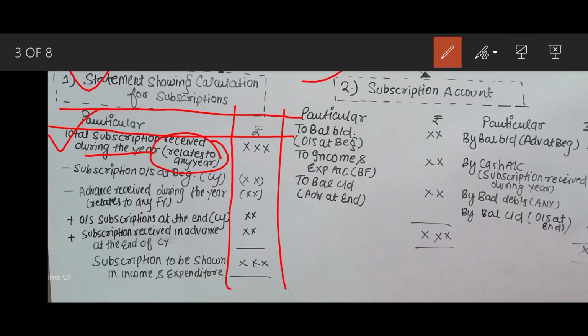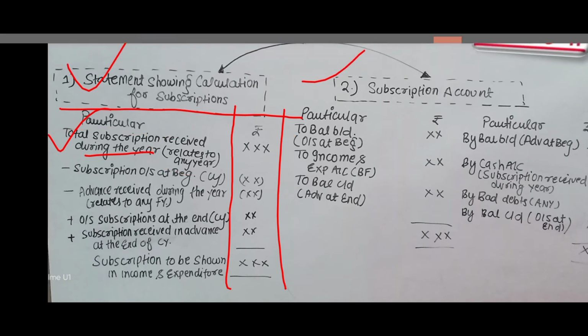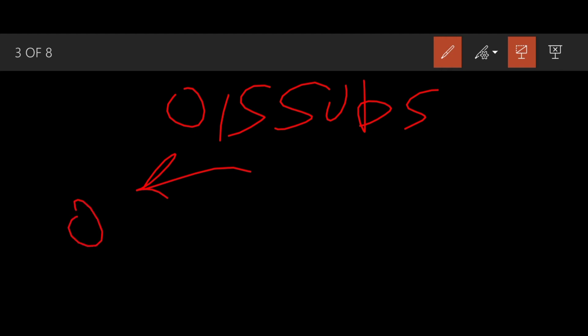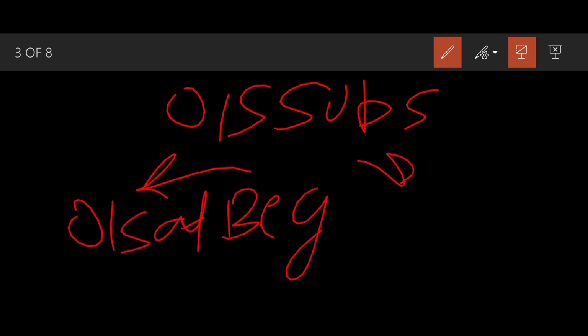Okay, I hope you have got the point from here. Now, from subscription, you have to deduct subscription outstanding at the beginning. Outstanding subscriptions can be of two types: outstanding at beginning and outstanding at end.